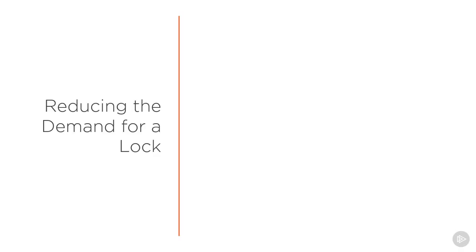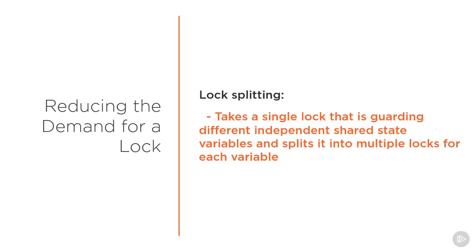There are a few techniques for reducing the demand for a lock. One of those is lock splitting. Lock splitting takes a single lock that's guarding different independent shared state variables and splits it into multiple locks for each variable. This diffuses the demand on the lock and results in each lock getting requested less frequently.